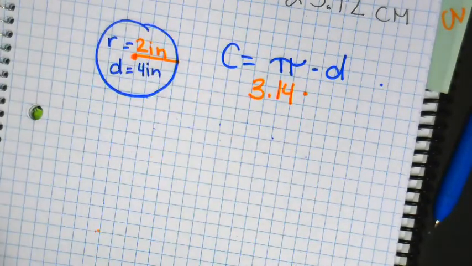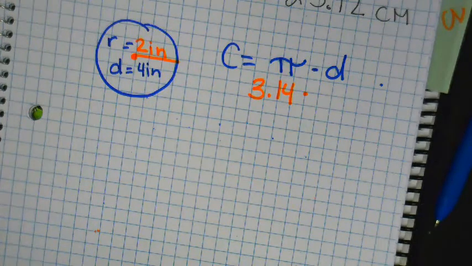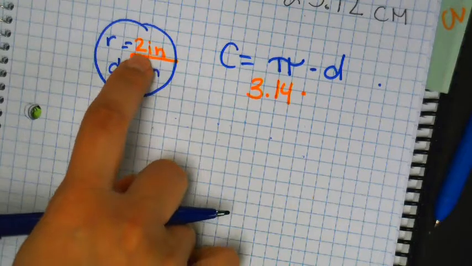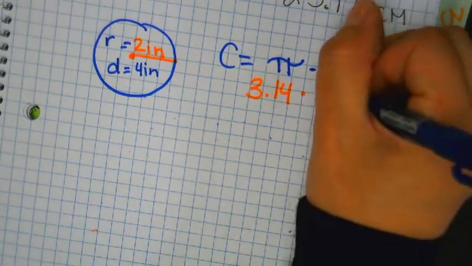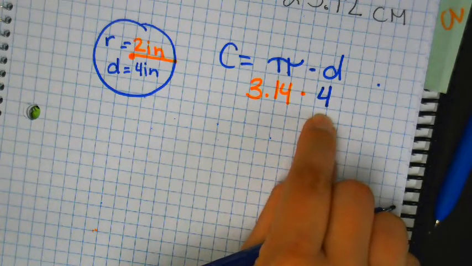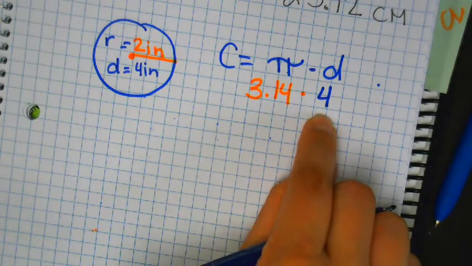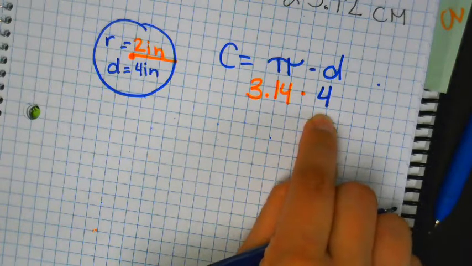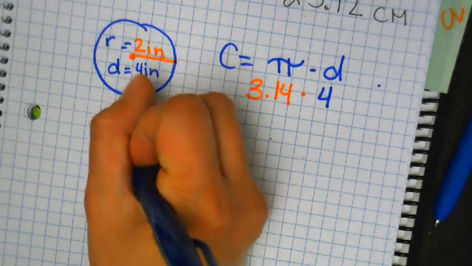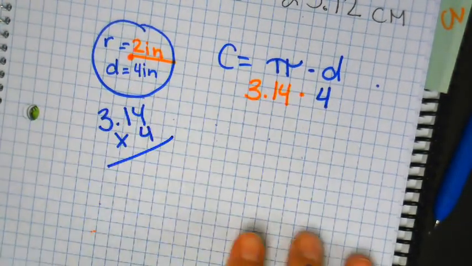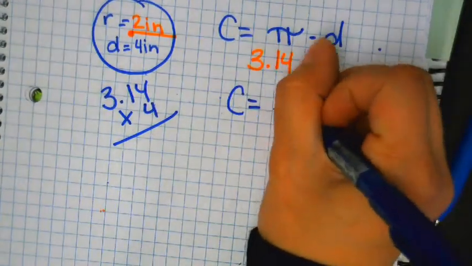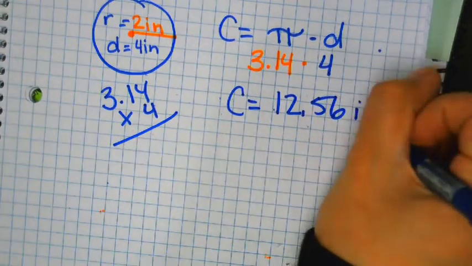So sometimes they give you information that you don't get to use in your formula, but you do use it, because the 2 told us it was actually 4 for the diameter. So we actually have to multiply it by 4, not 2. 2 is there to confuse you. Up there, 12.56 inches. Yep. 12.56 inches, right? Circumference is equal to 12.56 inches.